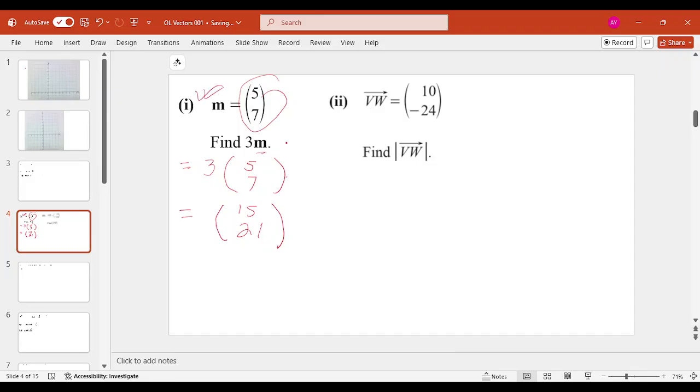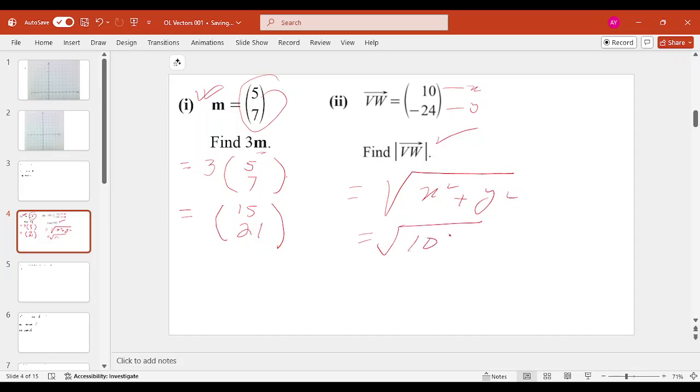This was the first part, and the second part is that the vector VW is given in column form as (10, -24). Find the magnitude of the vector VW. So this is equal to the square root of the square of the x component plus the square of the y component. Here we know that this is the x component and this is the y component. Put the values.